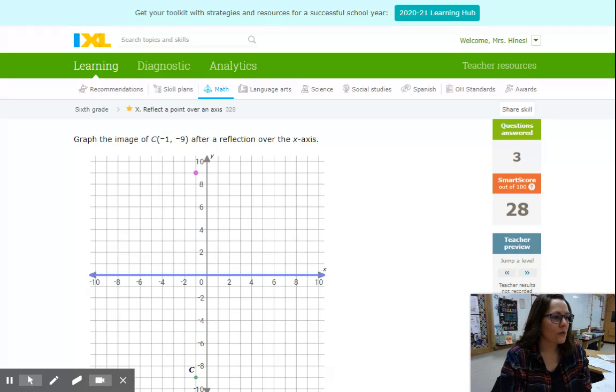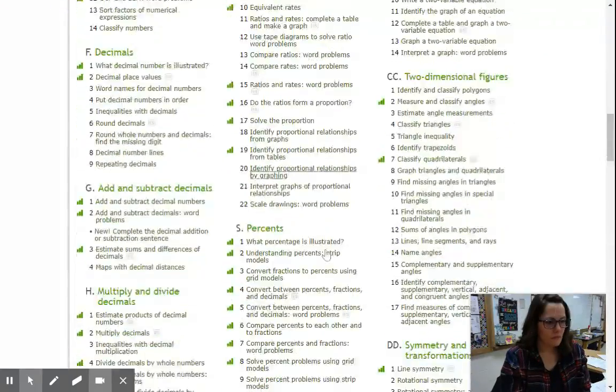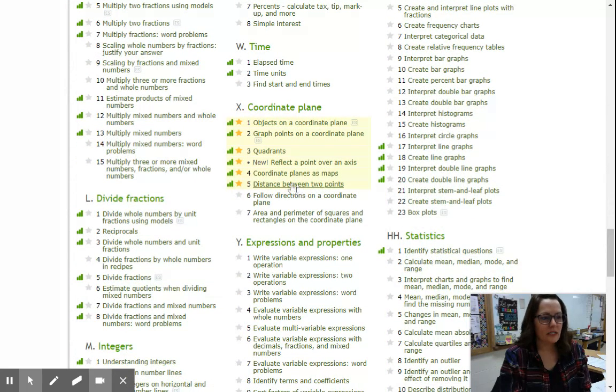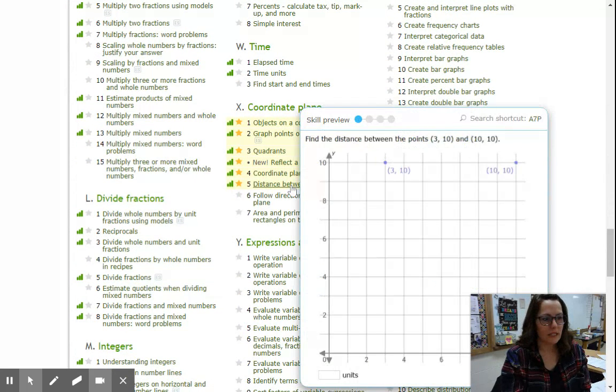All right, let's go now to the other skill that I assigned that I wanted to talk about, and it's called distance between 2 points.